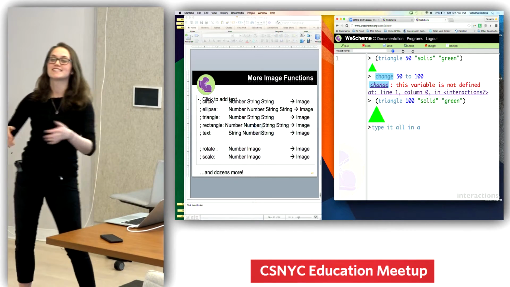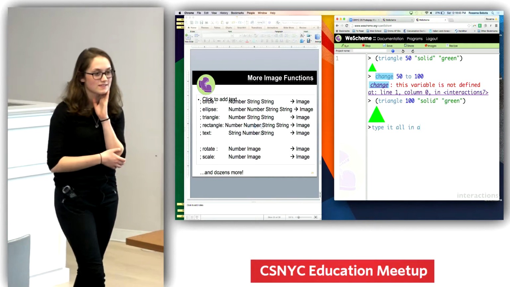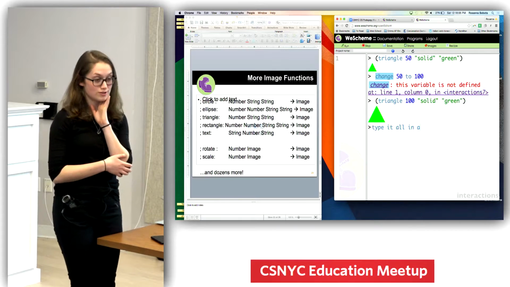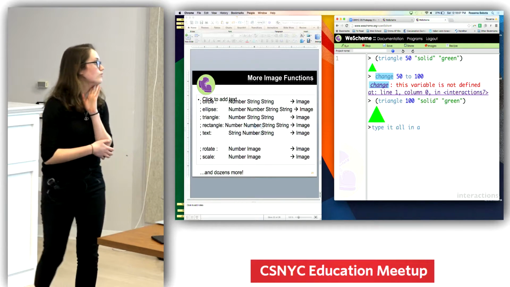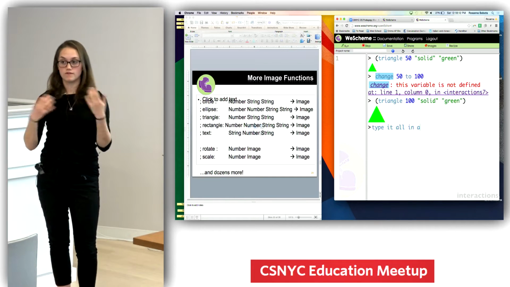Can you define the number to be X? Close. Very close. So we're getting there. Obviously this is intentionally frustrating. We want some sort of shortcut to make this triangle, right? I don't want to have to type in all of this code over and over again.